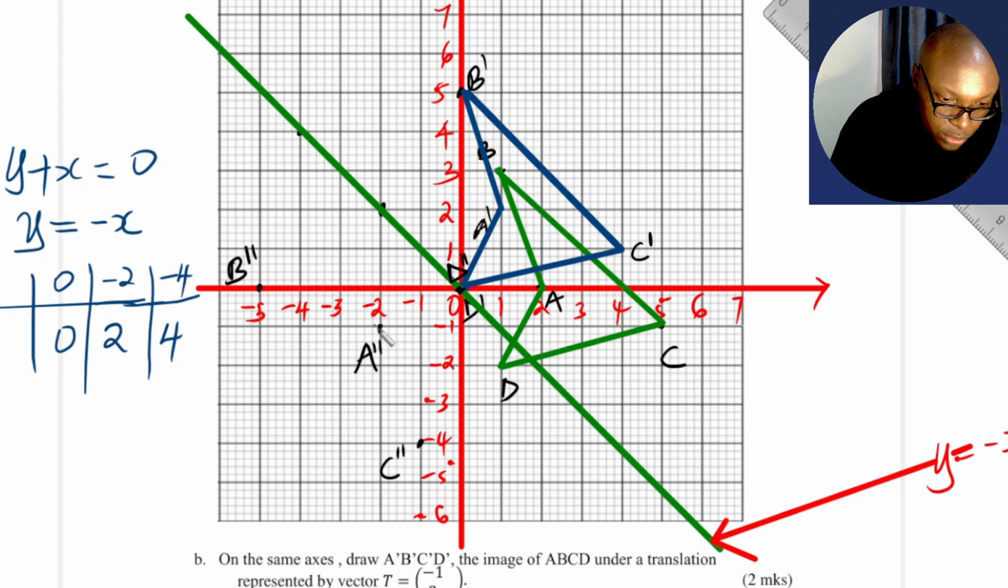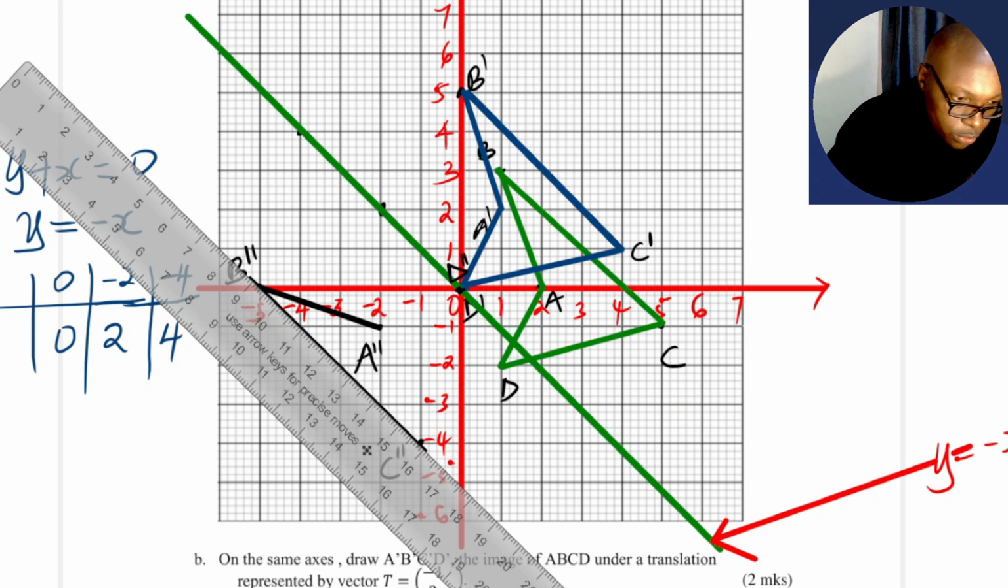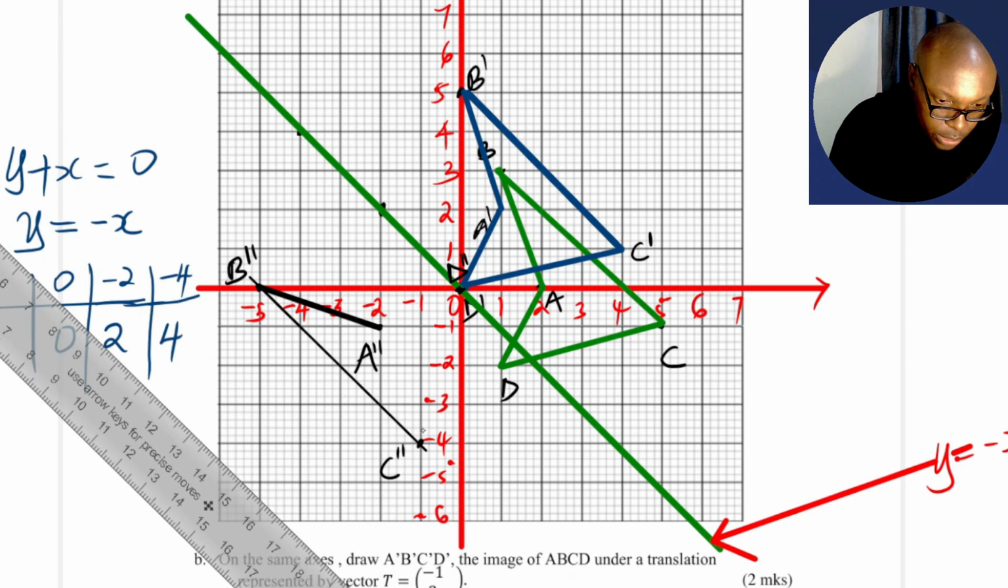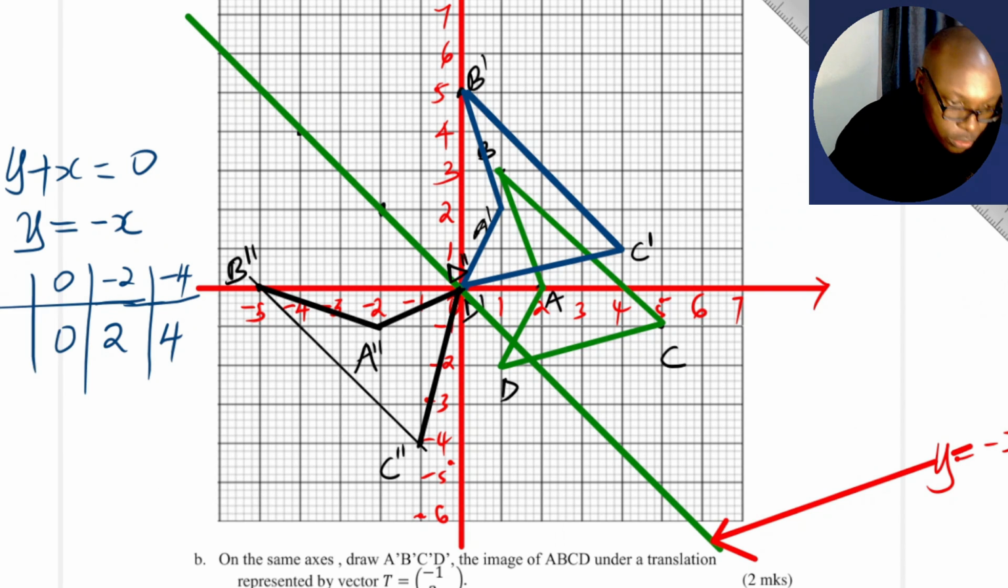So now we have the points. We have A2 here, B2 here, C2 here, and D2 here. So let me join them. We start with A2 to B2. Then B2 to C2, using that order. Then from there, we join C2 to D2. And then what is remaining? From D2 to A2. So we have the image: A2, B2, C2, D2.